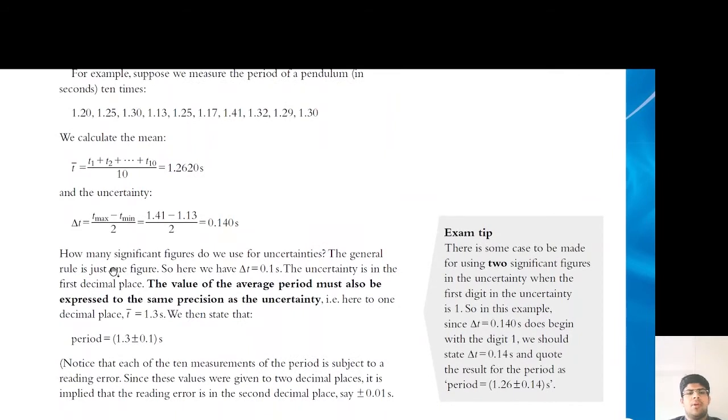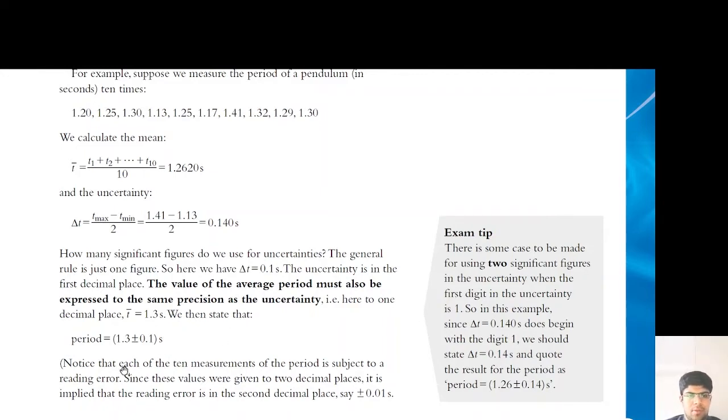How many significant figures do we use for uncertainties? The general rule is just one figure. So here we have delta t equals 0.1 seconds. The uncertainty is in the first decimal place, and the value of the average period must be expressed with the same precision as the uncertainty, that is, to one decimal place. T bar equals 1.3 seconds. We then state that the period equals 1.3 plus or minus 0.1 seconds.